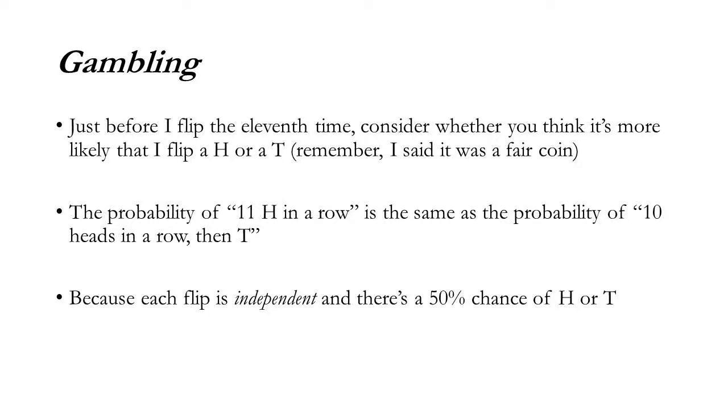Just before I flip the 11th time, consider whether you think it's more likely that I flip a heads or tails. Remember, I said it was a fair coin. The probability of 11 heads in a row is the same as the probability of 10 heads in a row, then tails. Again, because each flip is independent and there's a 50% chance of heads or tails. I mean, not like, exclusive.